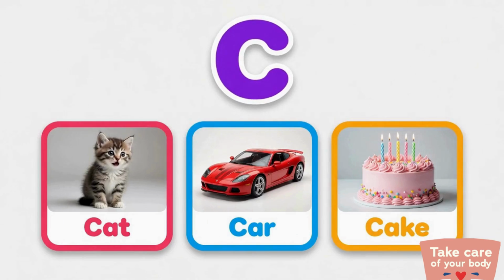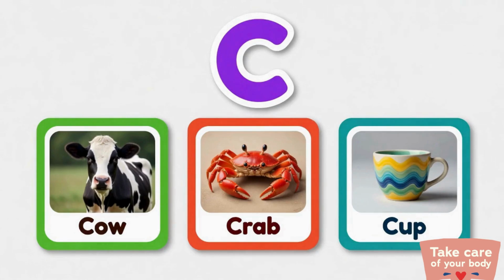This is the letter C. C is for cat. C is for car. C is for cake. C is for cow. C is for crab. C is for cup.